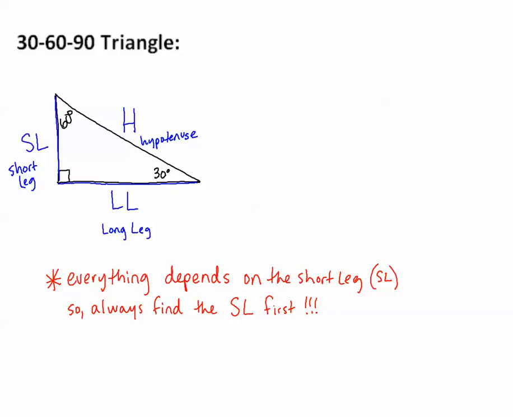Why is that? Well, here's our formula. If we are given the short leg, which is ideal because we always need that first, we need everything else. So here's what our formulas look like. The long leg is the short leg times the square root of 3. The hypotenuse is the short leg times 2. Now, that doesn't just pop out of thin air. Remember, these come from the Pythagorean theorem.